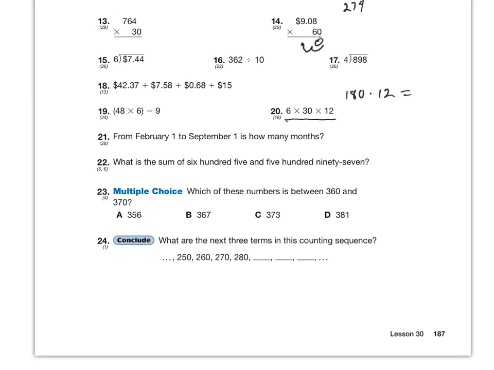From February 1 to September 1, how many months are there? So February 1 counts as 1 month. And we just count it out. Look at the calendar and count that out. All right. Oh, you don't have to do number 21. 22. What is the sum of 605 and 597? So this is a practice of 605, 597. We're using the operator of sum, which is a plus. And make sure you remember how to read those.